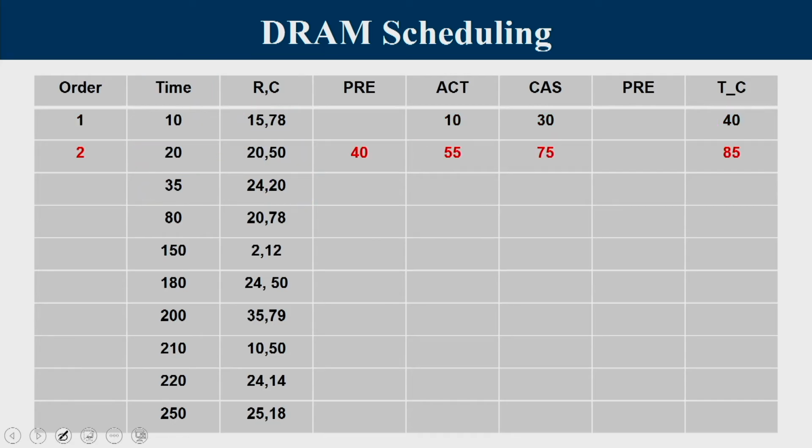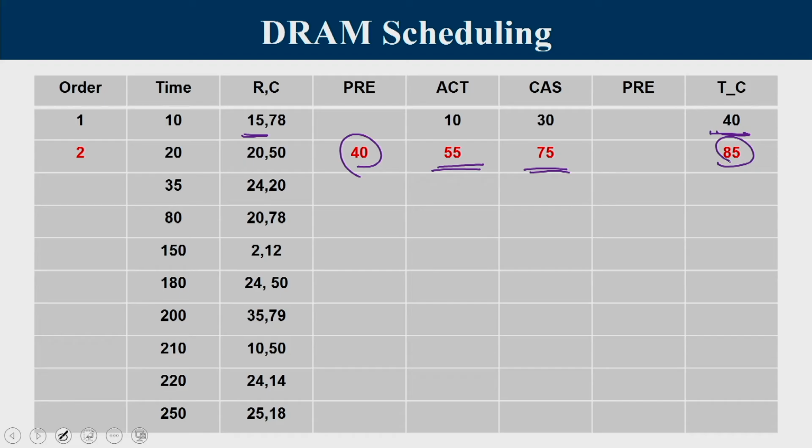How will I do it? At 40 my previous one got over. So at 40 I perform a pre-charge, by which row number 15, which was in the row buffer, is written back to the corresponding row. At 40 I generate a pre-charge signal. It will take 15 cycles to complete the pre-charge operation, making the time 55. Then I have an activate which will take another 20 cycles. So at 75 I can give cache, 10 more cycles. So at 85 I will complete.